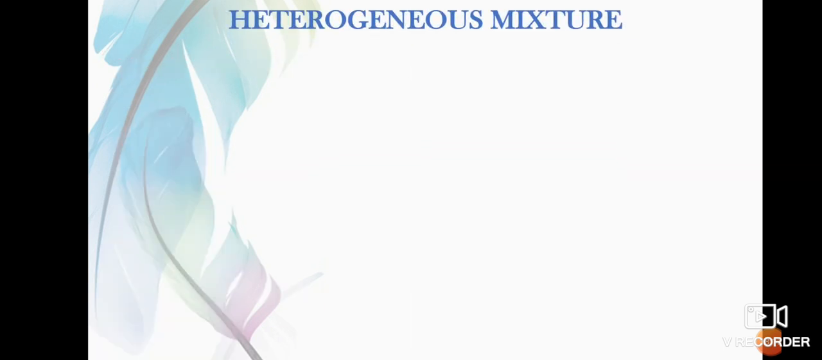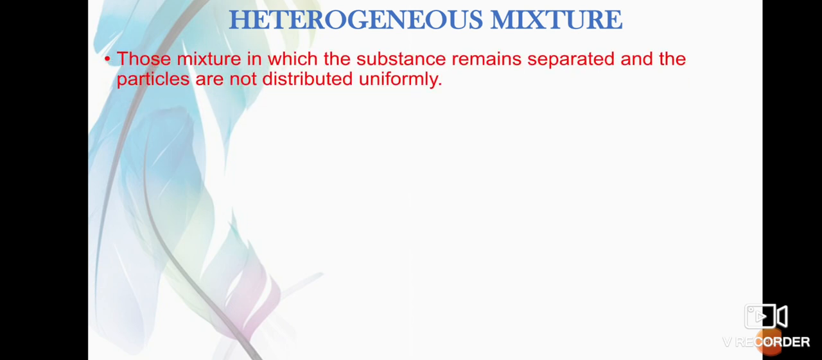Now we will talk about heterogeneous mixture. What is heterogeneous mixture? Those mixtures in which the substances remain separated and the particles are not distributed uniformly. In the homogeneous mixture, the particles are uniformly distributed. But in heterogeneous mixture, the particles are not distributed uniformly. Let us see one example. That is a mixture of salt and water.